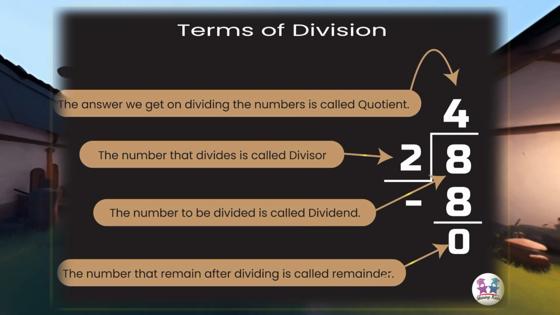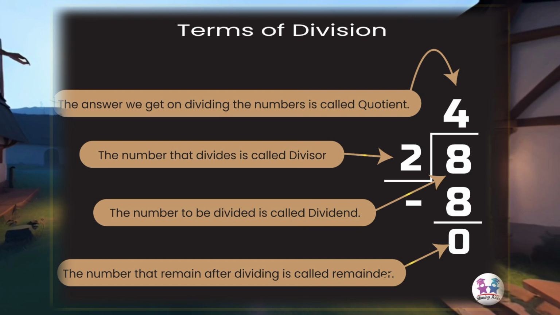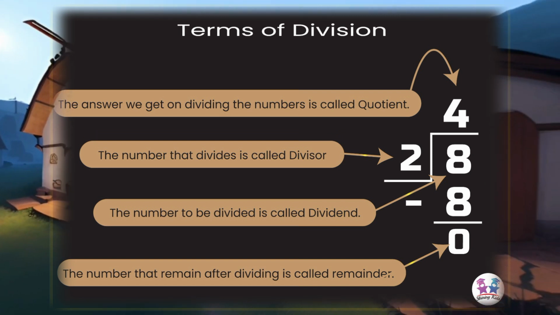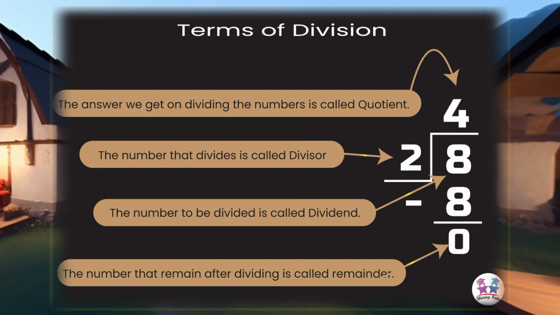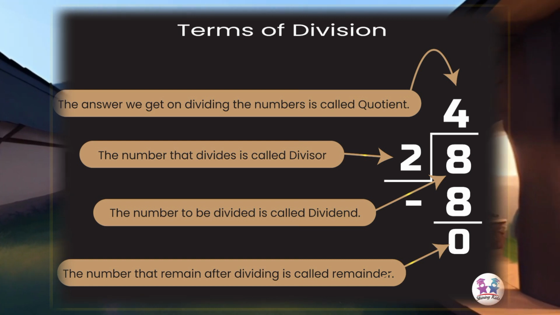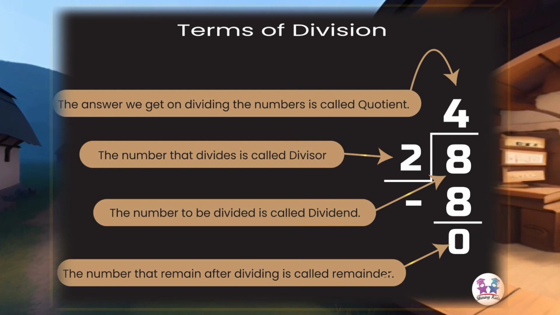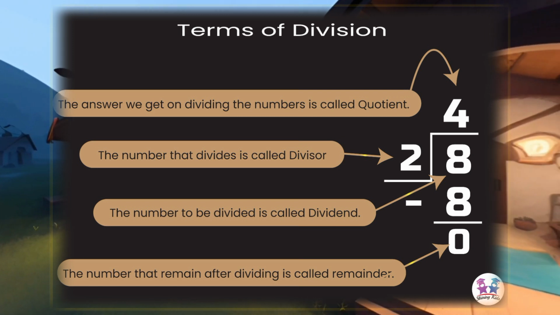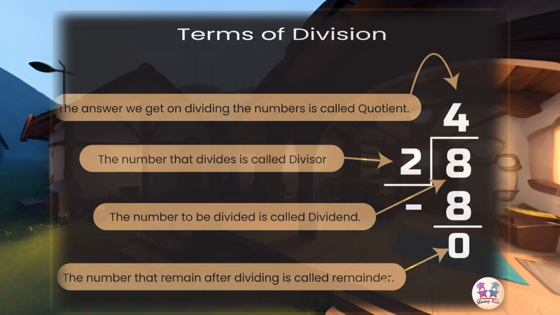Third, the number to be divided is called the dividend. And in this example, 8 is the dividend. And the fourth term is the number that remains after dividing, which is called the remainder. And in this solved example, 0 is the remainder.